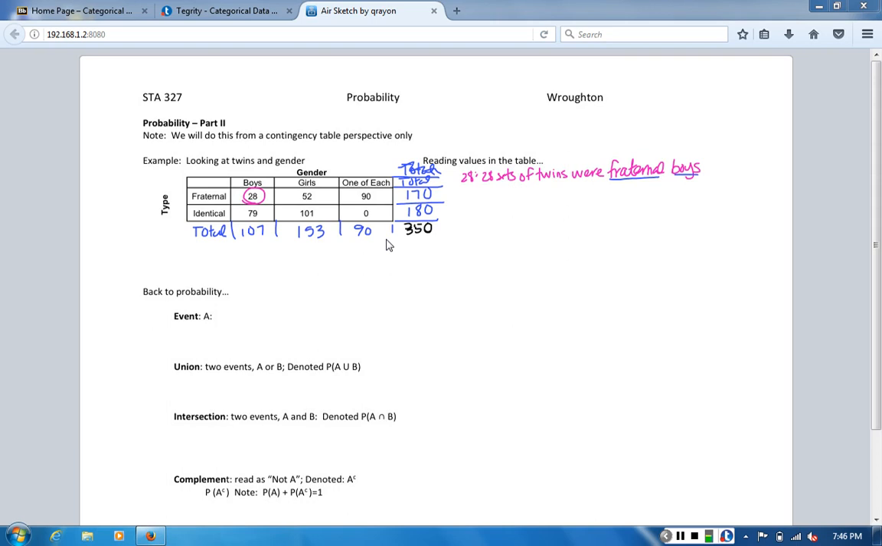Next, let's talk about one of these row totals. Let's talk about the 180. So our 180 here, so 180 sets of twins were identical. And what we'll notice here is I'm just told about the type of twins, but nothing about the gender at all.